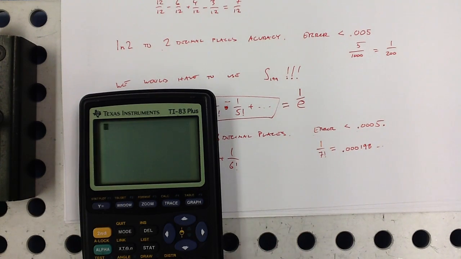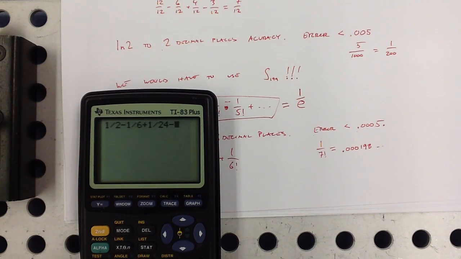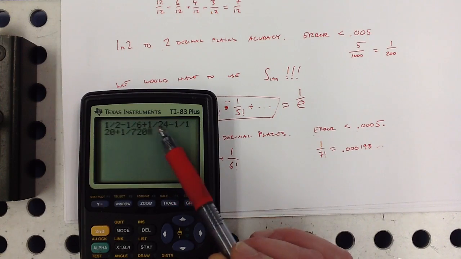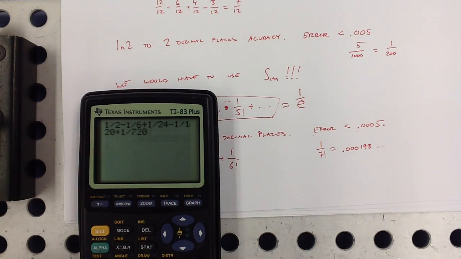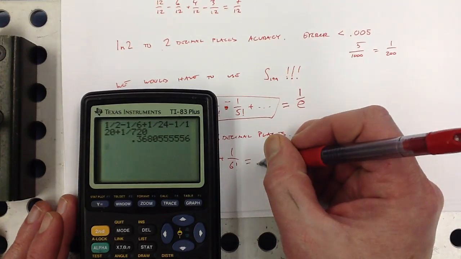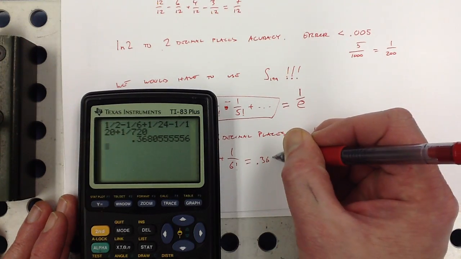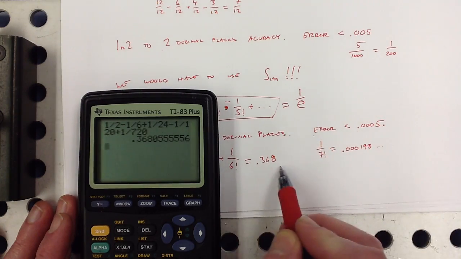1 over 2 factorial minus 1 over 3 factorial plus 1 over 4 factorial. I know the first few, so that's faster than getting the little exclamation point from the probability menu. 1 over 5 factorial plus 1 over 6 factorial. Let me make sure I got the signs right. Positive, negative, positive, negative, positive. And that gives me 0.368. That's 3 decimal places, right?